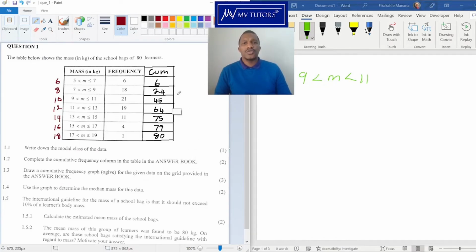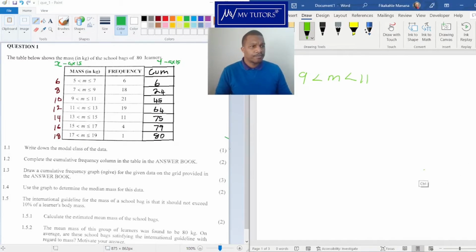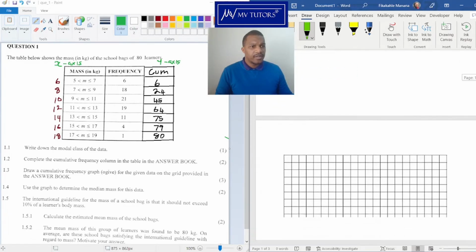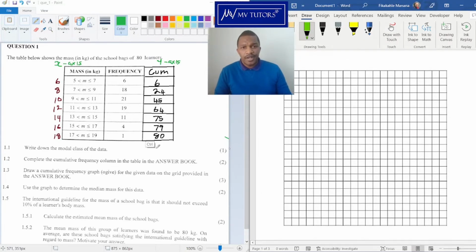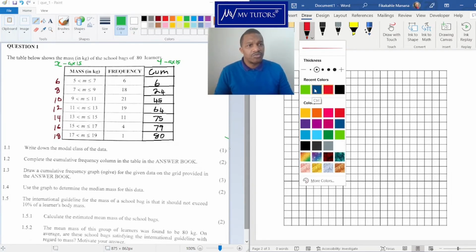So what we want to do here is put this on our x-axis, and then the cumulative is going to go on our y-axis. Let me just put the axes there. Now let's go down to the question this side. I need a graph paper. I do have a graph paper right there. I'm going to go ahead. I don't want green, let's use red.